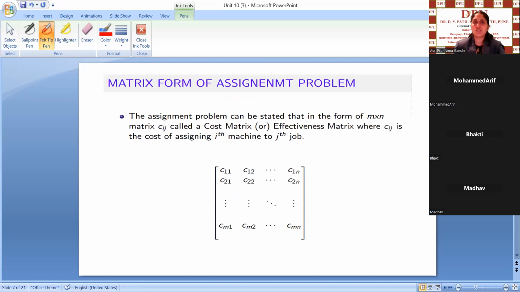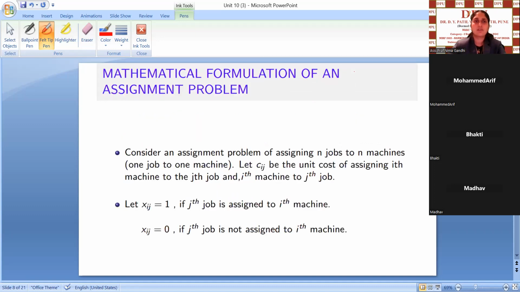So you have different machines and different jobs, and you're assigning different machines to different jobs. Consider an assignment problem of assigning n jobs to m machines. Let Cij be the unit cost, as we have already seen: the cost of assigning the ith machine to the jth job. When xij is 1, it means the job is assigned to that particular ith machine, and when the xij value is 0, the jth job is not assigned to the ith machine. Once we solve the example, at the end you will come to know what actually it is.